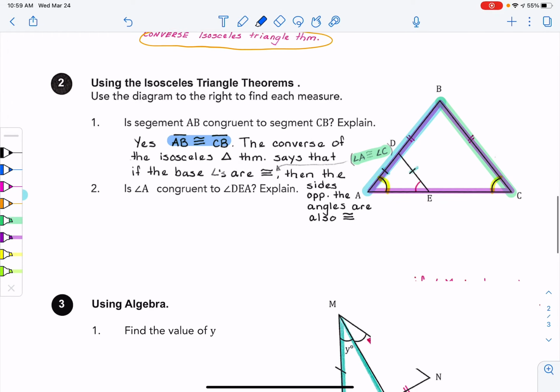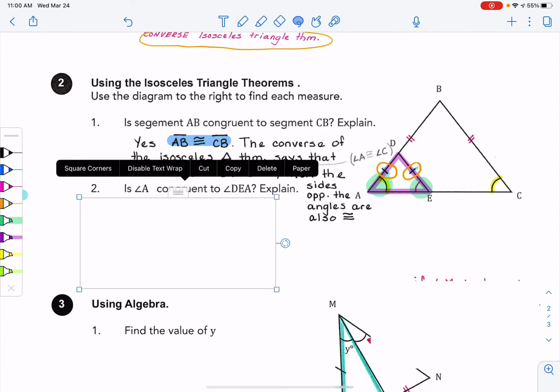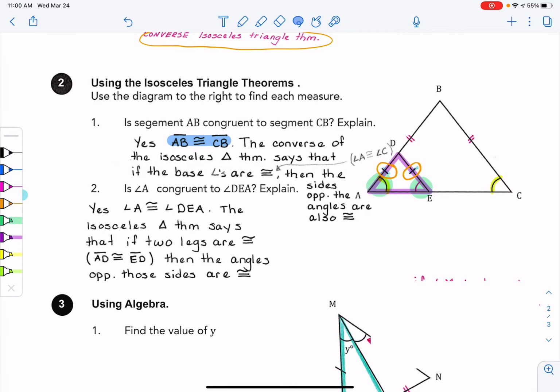Number two says, is angle A congruent to angle DEA? Angle A is this angle here. Angle DEA is this angle here. So if I highlight that triangle in purple, we're looking at the smaller triangle. And the given information shows that the legs are congruent. If the legs are congruent, then so are the base angles. That is by the isosceles triangle theorem.